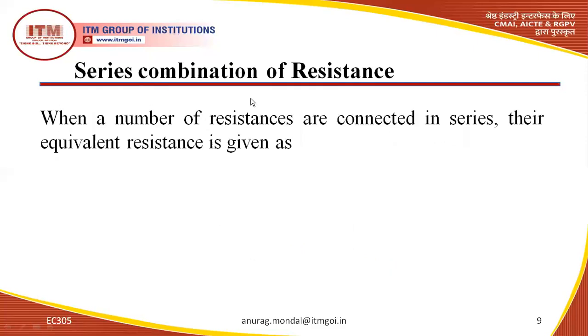Let's move on. Series combination of resistance. When a number of resistances are connected in series, what will be the equivalent resistance? The equivalent resistance is nothing but R1 plus R2 plus R3 and so on up to Rn. This means if n resistances are connected in series, the overall or equivalent resistance is the addition of all the single resistances.